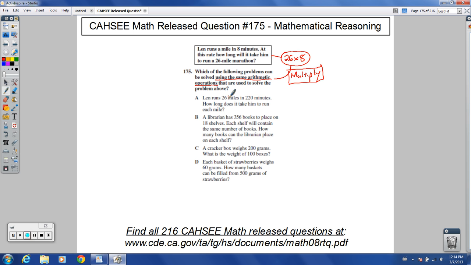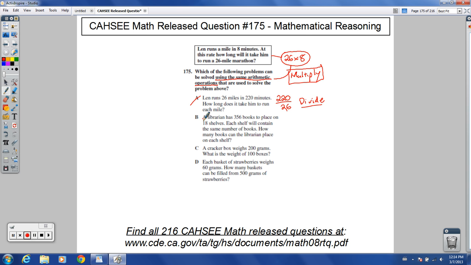So choice A, Len runs 26 miles in 220 minutes. How long does it take him to run each mile? That would be a matter of taking 220 and dividing it by 26. So this is a divide by problem. Is that the right choice? No, because you're supposed to be multiplying. So this one, you're dividing. That is not the right choice.